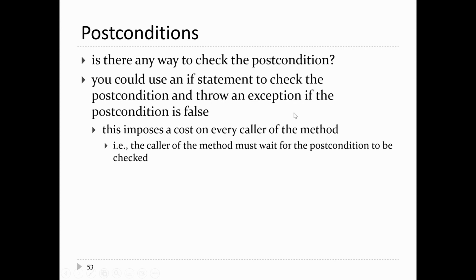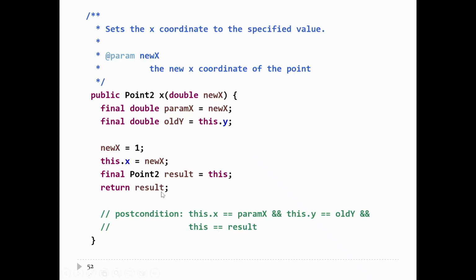Okay, so is there actually a way to check the postcondition? Well, you could use an if statement to check the postcondition and throw an exception, right? The problem is this imposes a cost on every caller of the method. So if you really wanted to, you could check the postcondition right here, right before the return statement. It doesn't guarantee that your method's correct because the return statement might do something funny, but it gets you part of the way there.